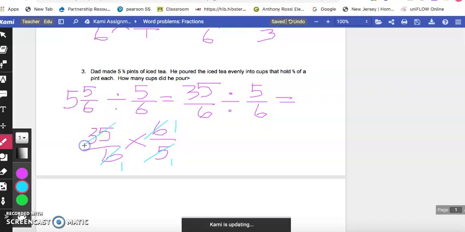And 7 times 5 is 35. So now it's very easy for me to multiply through. 7 times 1 is 7. 1 times 1 is 1. And that is 7. So I can make 7 cups of iced tea because each cup holds 5/6 of an ounce. I'm sorry, 5/6 of a pint.